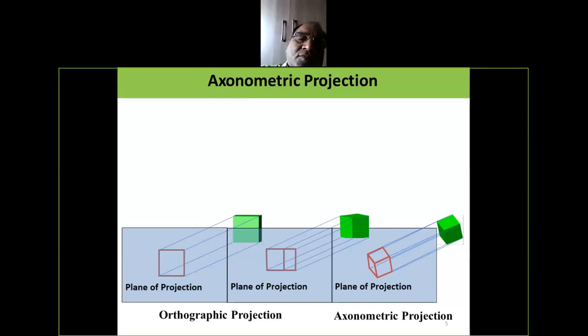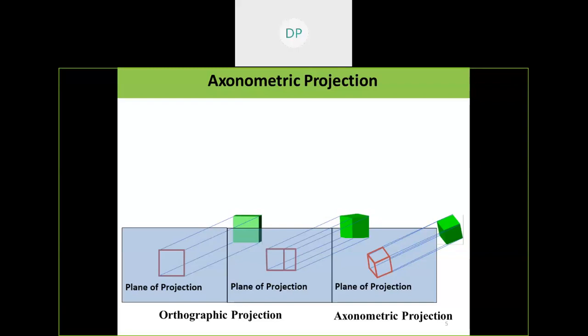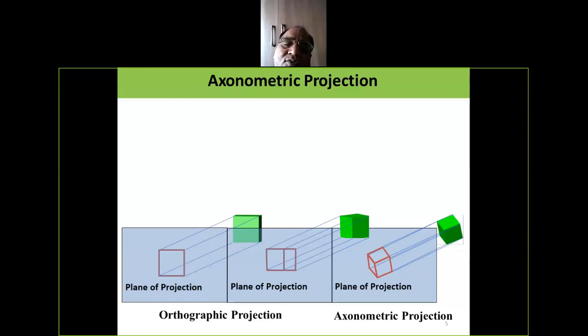Now, axonometric projection is an orthographic projection. Generally, it is an orthographic projection, in which the rays of sight will be perpendicular and the axis will be rotated to any angle.